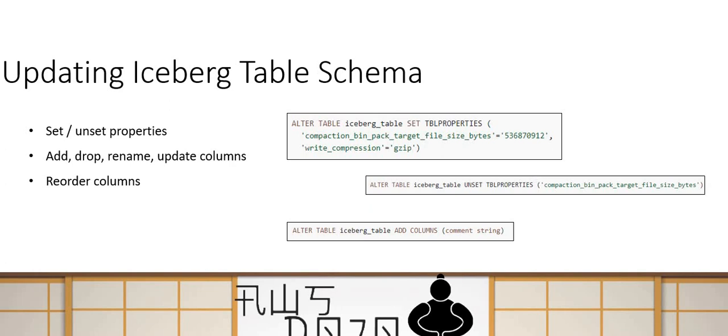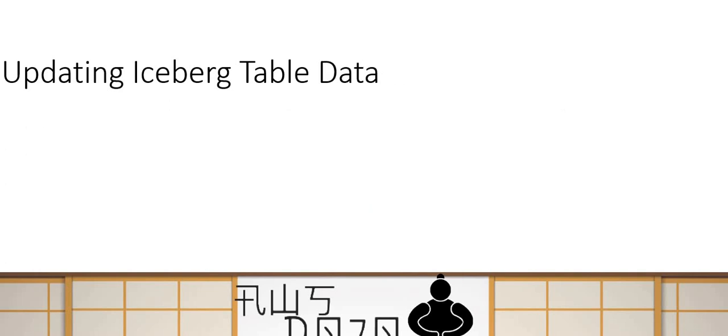So once you have created a table, you do not have to live with that or stick with that. If you want, you can change the properties of the table, or you can also change the schema of the table. So how do you update the table?